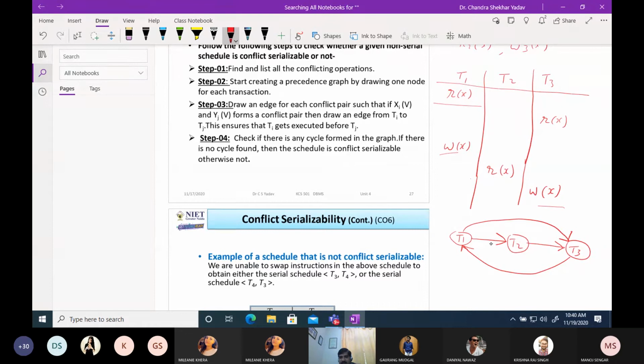Yes. How many cycles in this graph? Two cycles. T1 to T2, then T2 to T3 and T3 to T1. Then T1 to T3 and T3 to T1. There are two cycles in this precedence graph. So S2 is not conflict serializable.